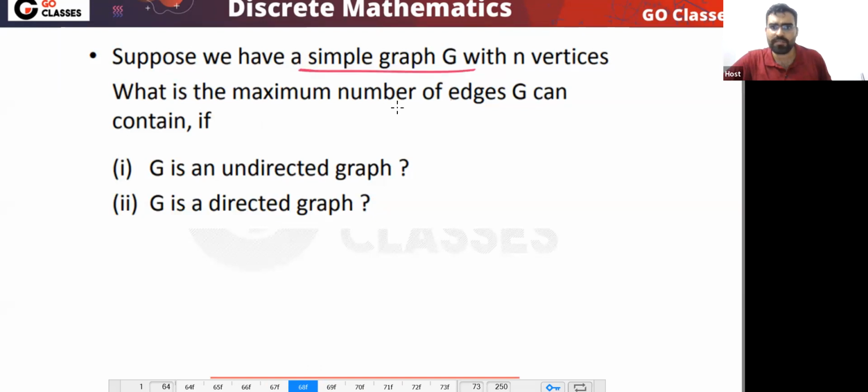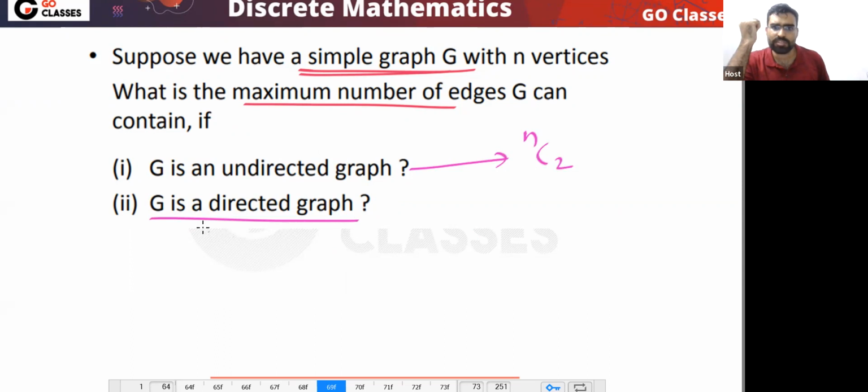Suppose you have a simple graph G with n vertices. Remember, a simple graph is given to you on n vertices. What is the maximum number of edges if it is an undirected graph? For a simple undirected graph, the maximum number of edges will be NC2. You already know. And for a simple directed graph, what will be the answer?